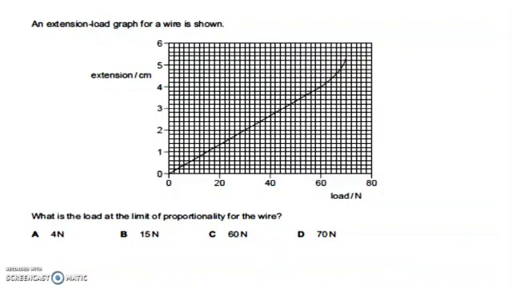An extension-load graph of a wire is shown. What is the load at the limit of proportionality for the wire? Options are 4 Newton, 15 Newton, 60 Newton and 70 Newton. The correct option is 60, because at 60 the graph changes its shape.